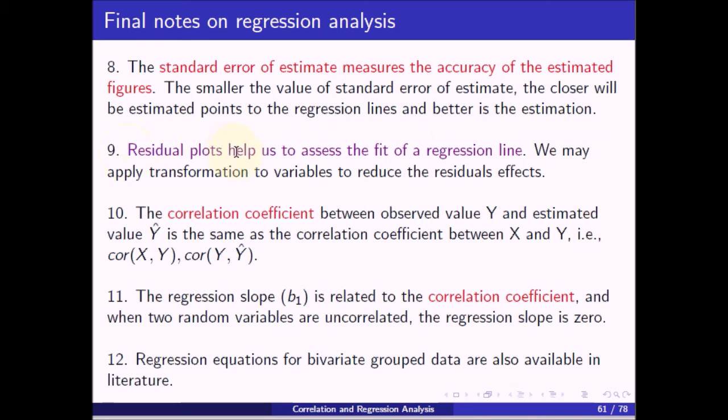Residual plots help us to assess the fit of a regression line. We may apply transformations to variables to reduce the residual effects. The correlation coefficient between observed value y and estimated value y hat is the same as the correlation coefficient between x and y. The regression slope b1 is related to the correlation coefficient, and when two random variables are uncorrelated, the regression slope is 0.